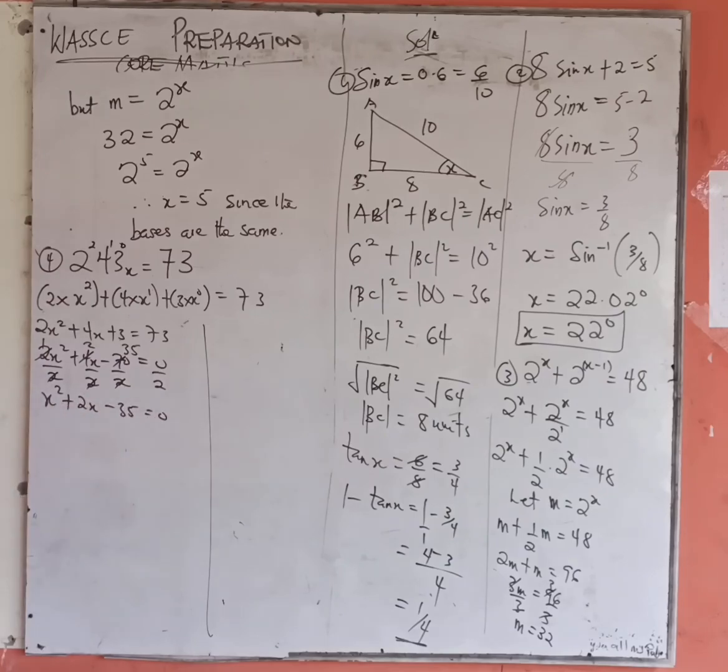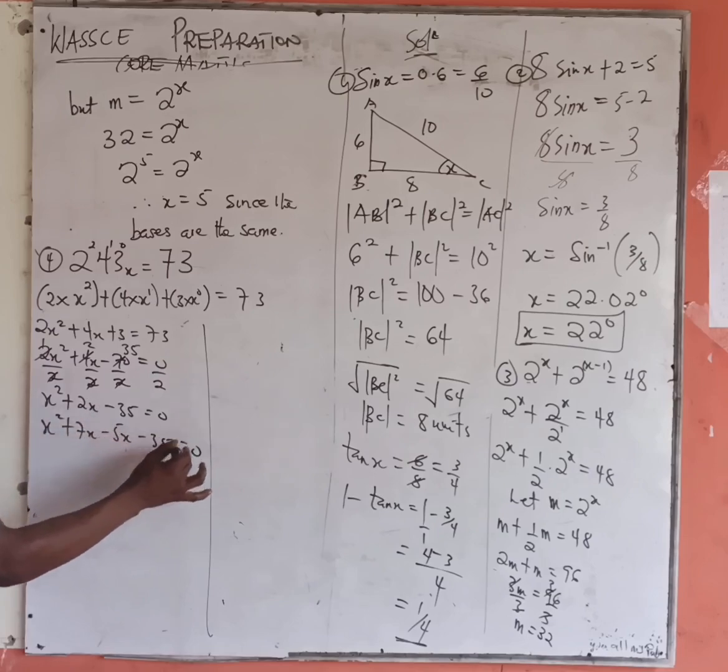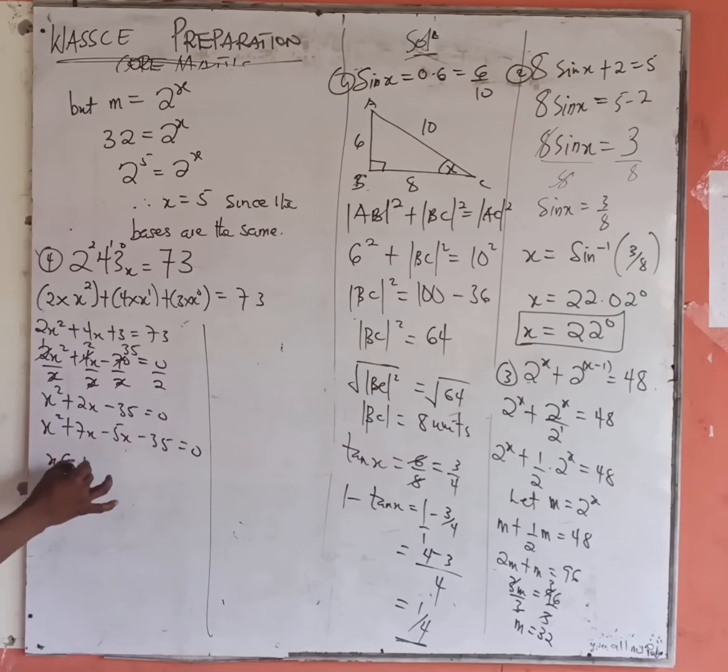Alright, so I'm looking for two numbers such that when I multiply, I get negative 35. When I add, I get positive 2. That should be negative 5 and then positive 7. So x squared plus 7x minus 5x minus 35, equals 0.